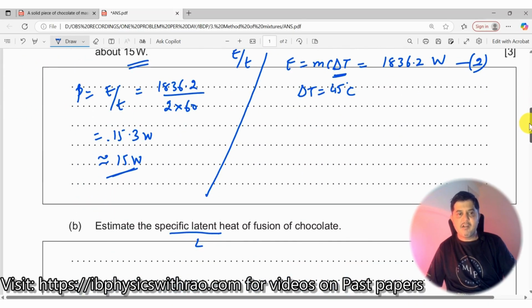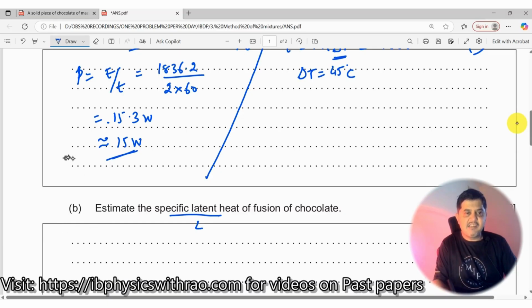Now we already got the power, which is energy by time. This is already known to you. If the t value earlier was 2 minutes, now the t value is 4 minutes, then this would be 15 multiplied by 4, which would be equal to 60 watts over here.